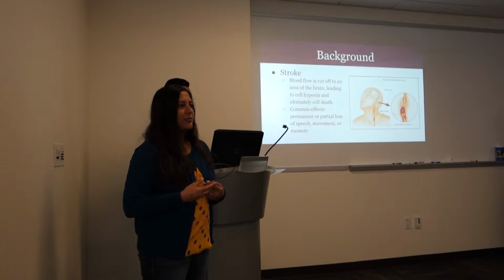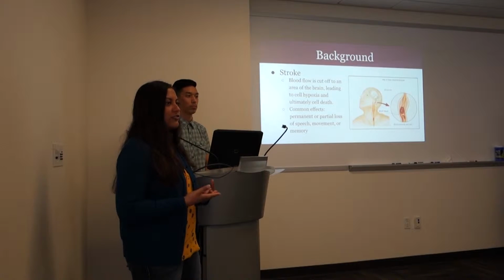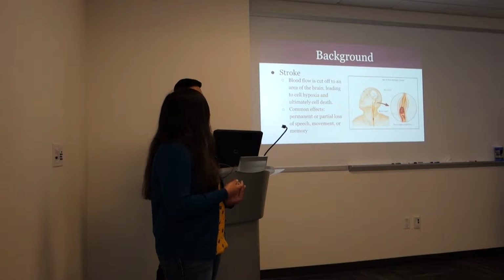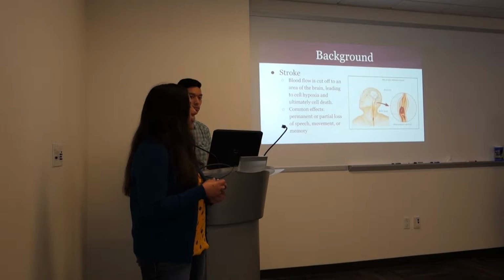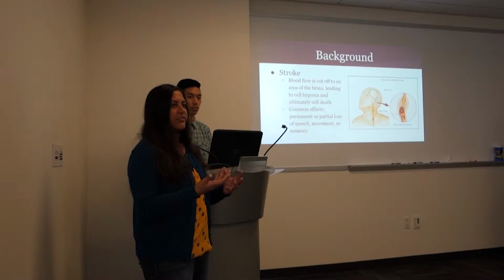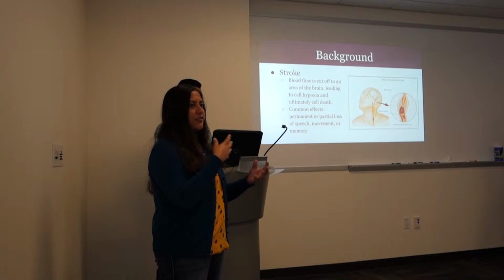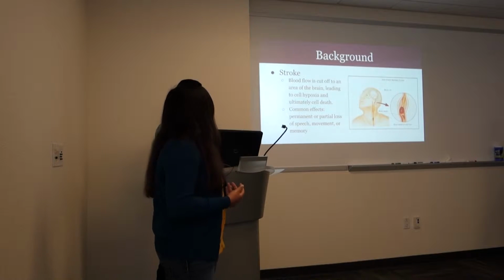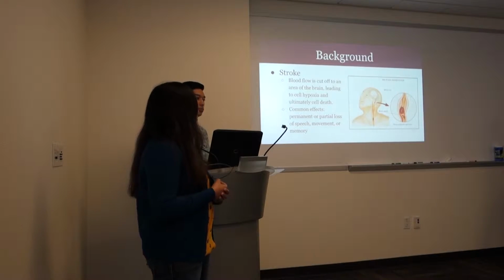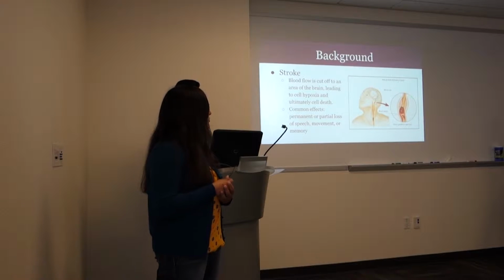So some background on our project. We're targeting pediatric stroke patients. A stroke occurs when blood flow is cut off to an area of the brain, leading to cell hypoxia. The cell doesn't receive enough oxygen, and if this happens for a long enough time, the cell dies. Some common effects of strokes include permanent or partial loss of speech, movement, or memory.